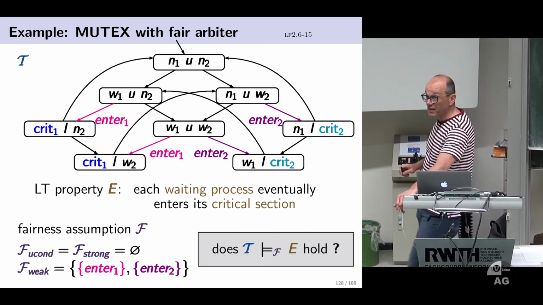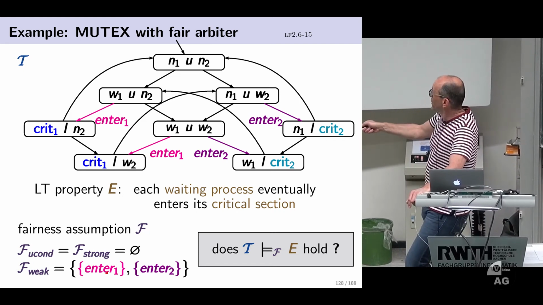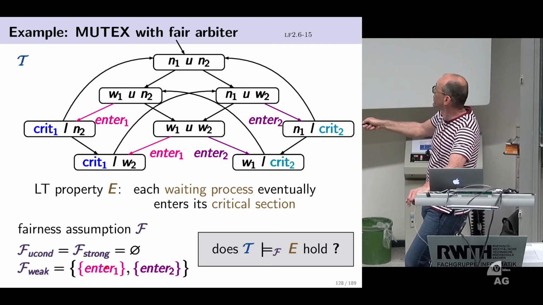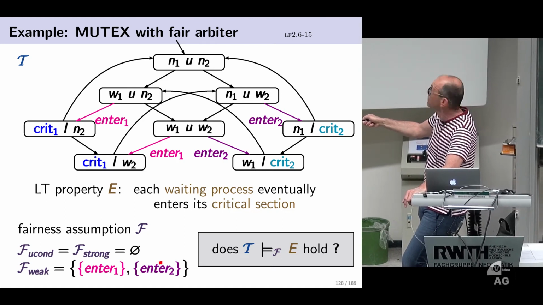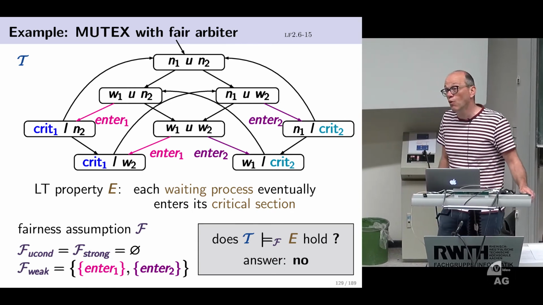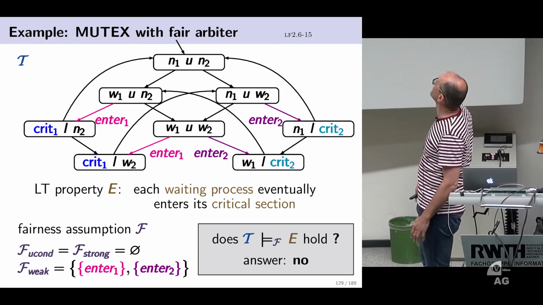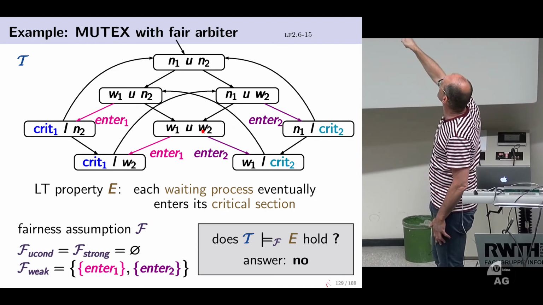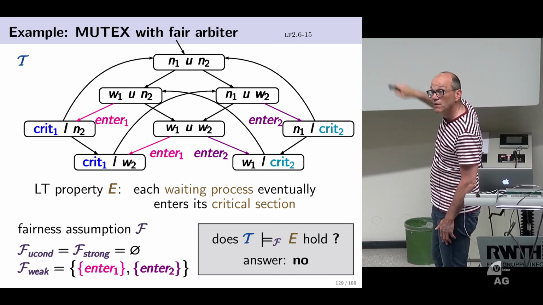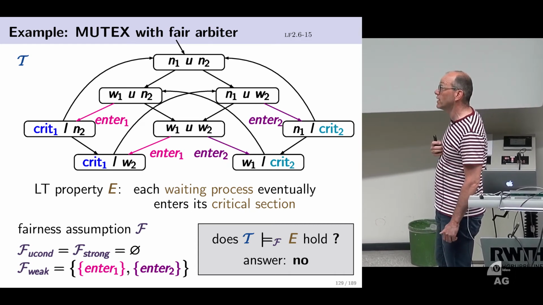So what would this mean? This would mean if enter 1 is continuously enabled, then you should take it infinitely often, and the same for enter 2. Do you then satisfy this property? The answer is no. Why not? Same reason as before. Enter 2 is enabled here, enter 2 is enabled there, but enter 2 is not enabled there. So weak fairness is not enough.